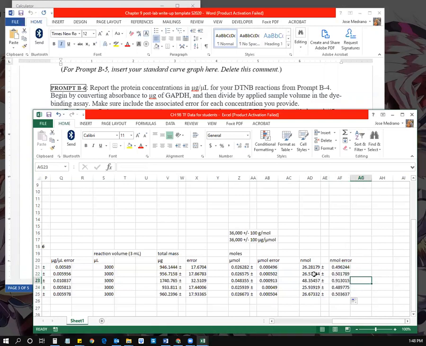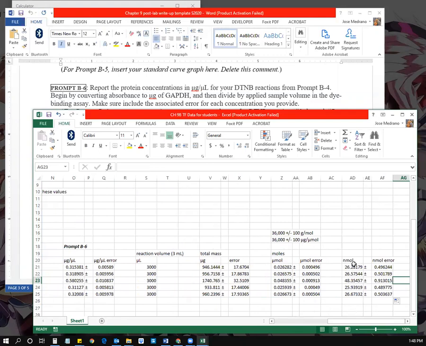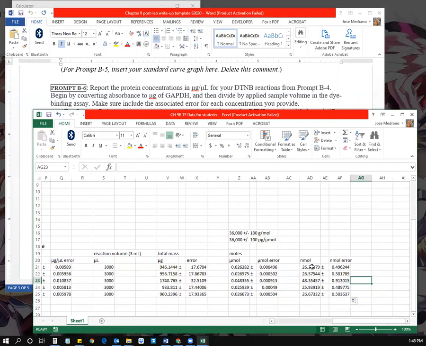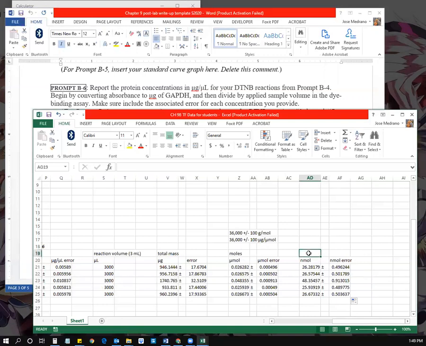So these are going to be my final values for the TF data for DTNB reactions 3 through 7 in figuring out the total nanomoles of GAPDH for each of those reactions. I have about 26 to 25-ish nanomoles, and the associated error for the one that has SDS, naturally that is going to have many more nanomoles reported, because the SDS acts as an interfering substance for the dye binding assay. So these are going to be the 5 values that I'm going to report for prompt B7. Prompt B7 I'm going to put here.